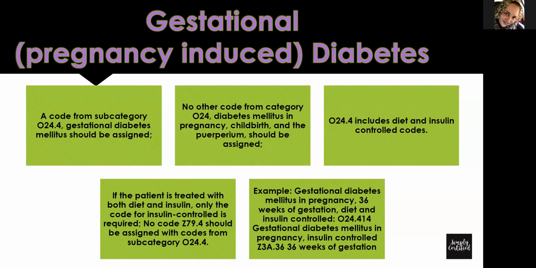With gestational, which is pregnancy-induced diabetes, remember, a code from subcategory O24.4 should be assigned. And if you're going to code gestational diabetes, you're not going to use any other O24 codes because gestational diabetes is something all on its own. You're not going to be coding pre-existing diabetes with it, if that makes sense, right?